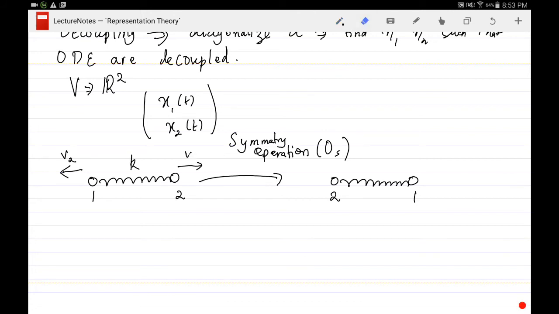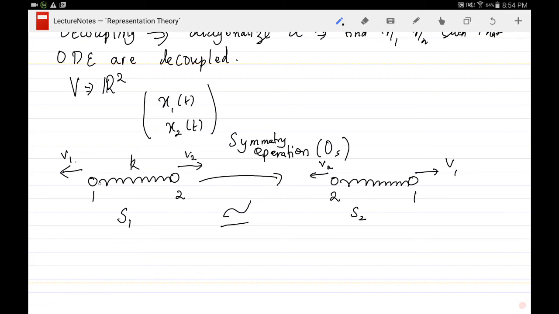But if we call the first one 2 and the second one 1, sorry, mistake. This has to be V1, V2. If we call this first one 2 and second one 1, then it means that we must switch what V2 is and switch what V1 is. These systems, S1 and S2, are completely equivalent. The equations of motion for S1 and S2 are exactly the same. Nothing changed.